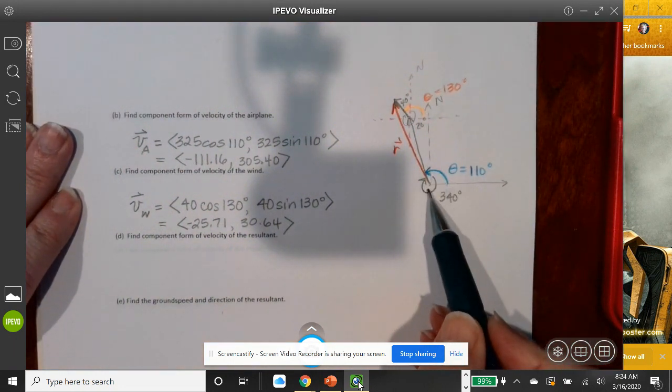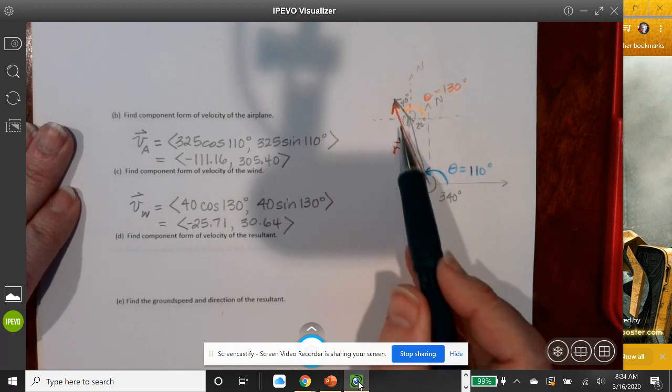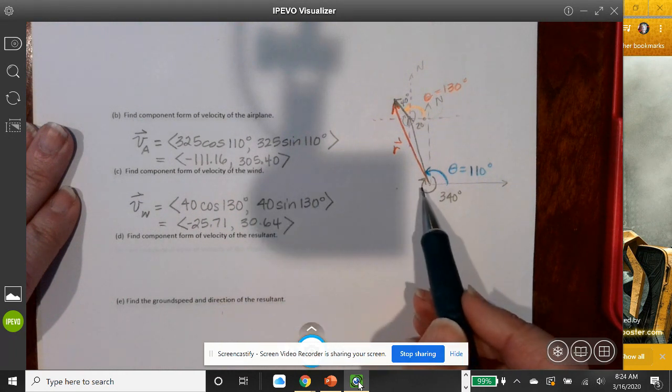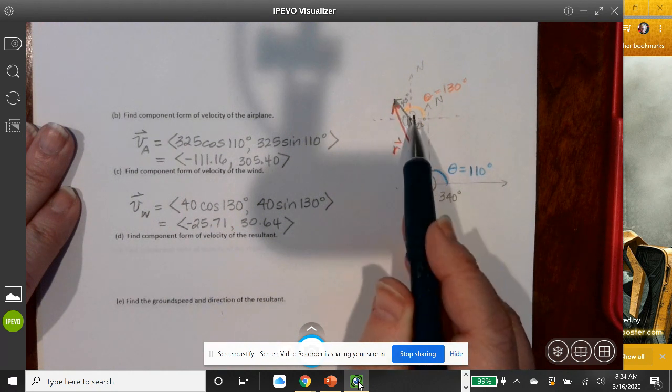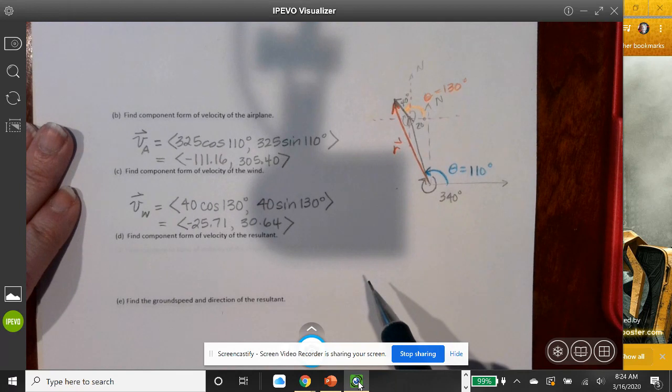All right, so let's see if that makes any sense. Does it look like I probably went over, not as much as I went up for the wind? Yes. What about for the airplane? Looks like I went over negative 111 and up 305 for the airplane. So those make reasonable sense.